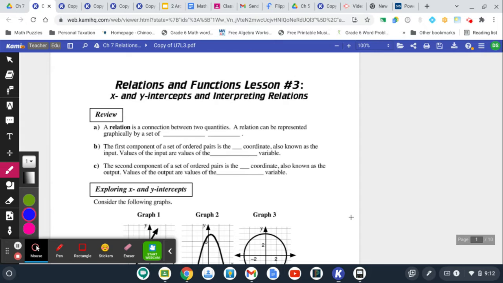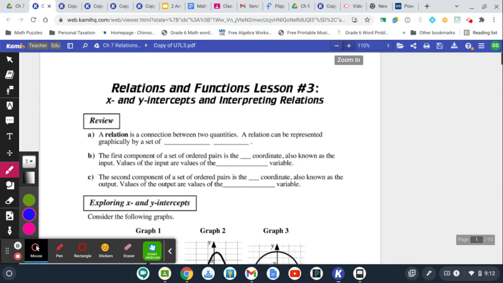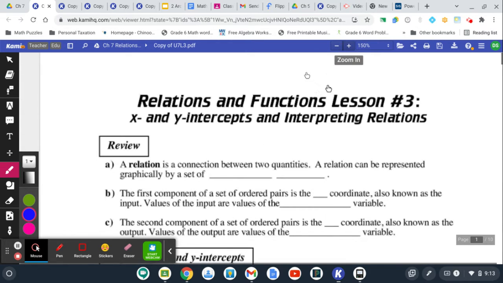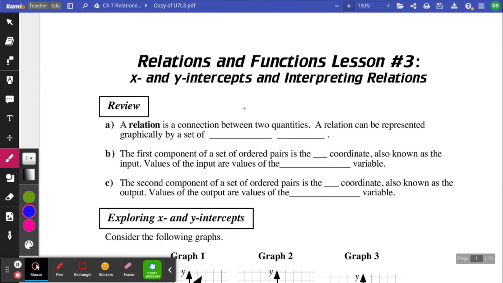So let's start talking about this. Some of this is just review. This says a relation is a connection between two quantities. A relation can be represented graphically by a set of what? What would we go in there? Say it louder. Ordered pairs. Yeah, let's put ordered pairs in there.